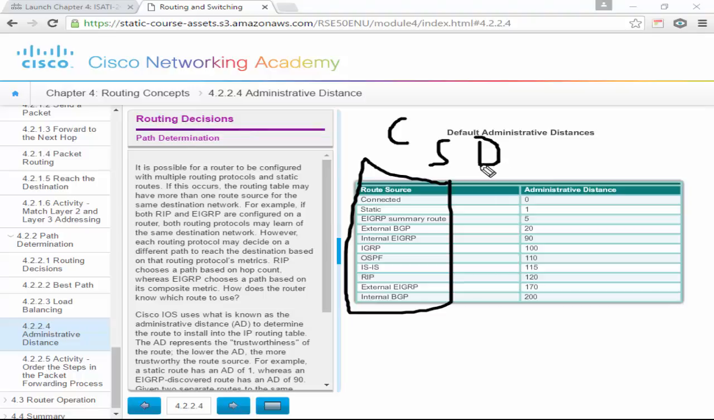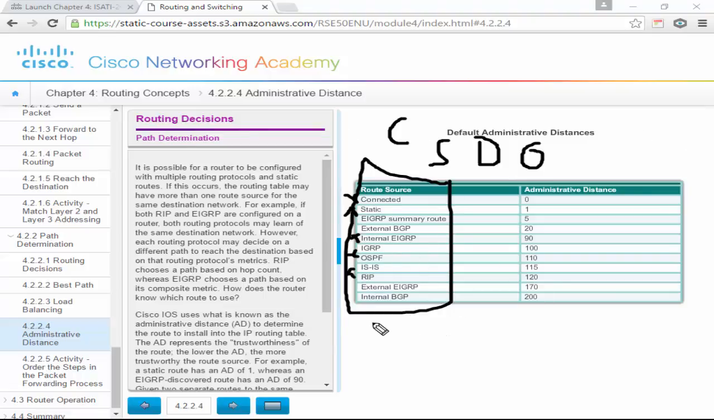D, which is EIGRP sometimes, which is actually internal EIGRP, and then you need O, which is OSPF. Make sure you know OSPFs, EIGRP, static, connected, and RIP for this chapter of what their administrative distances are.